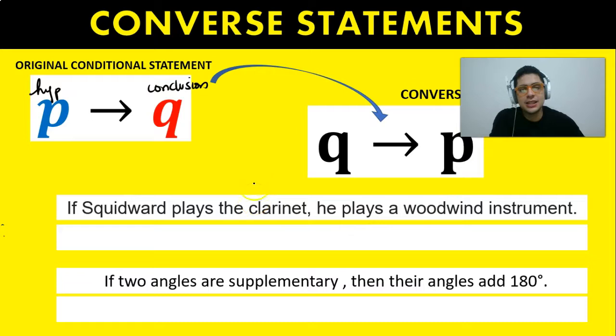Here, you can see that we have two examples that we're going to try converting into a converse statement. The first one is the conditional: if Squidward plays the clarinet, that is going to be our hypothesis, then he plays a woodwind instrument.